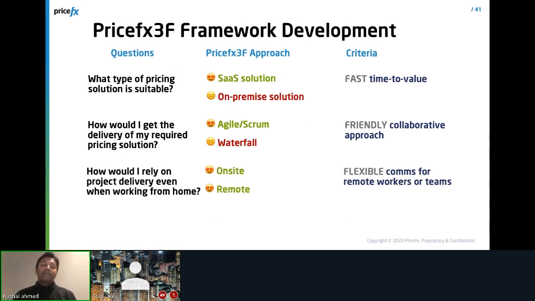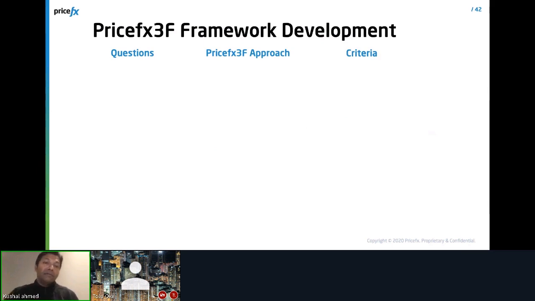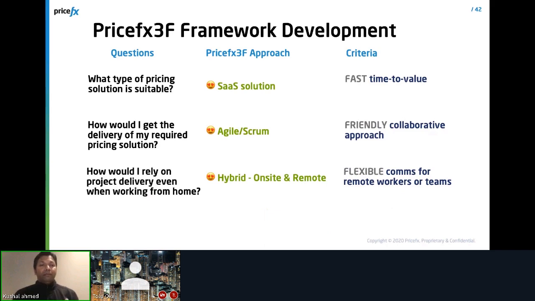And basically for the PriceFX 3F framework, we choose the ones that we believe will work for us and the organizations. For solution type, we choose a SaaS solution, which is going to provide you faster time to value. For delivery perspective, we are going to adopt Agile, and we are using the Scrum methodology, which is a friendly, collaborative approach that will make sure it gives you an optimized solution. And for communication mechanism, we take a hybrid approach. We go on-site if possible, but we always enable remote communication regardless. This is flexible communication for all the remote workers all over the world.